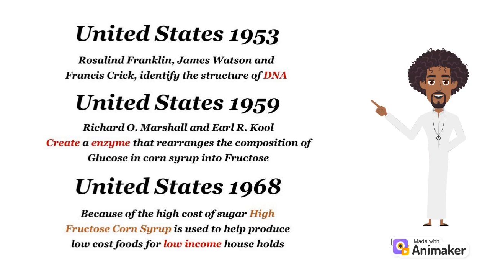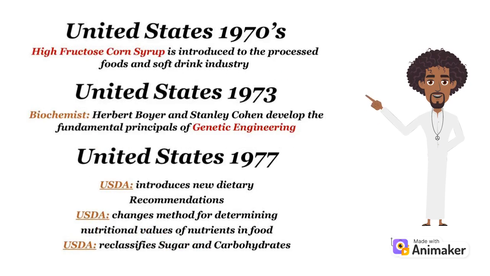United States, 1968. Because of the high cost of sugar, high fructose corn syrup is used to help produce low-cost foods for the consumption of low-income families. But today's science has determined that the consumption of high fructose corn syrup is linked to type 2 diabetes, and the increased risk of heart disease, in humans. This period is very important in understanding how man-made organisms became a problem to humans.